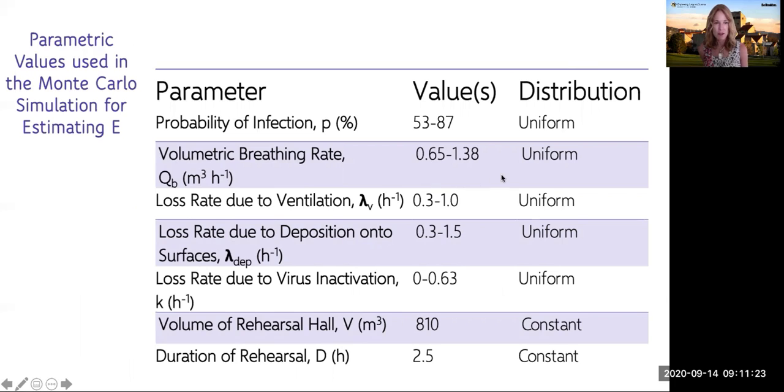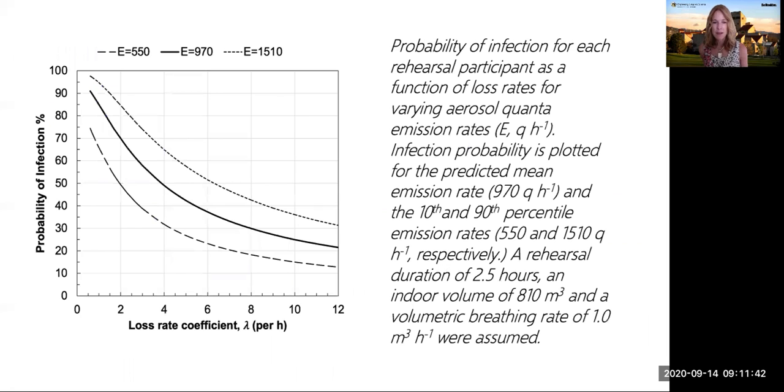We have the volumetric breathing rate. The loss rate due to ventilation was between 0.3 and 1 air changes per hour. The surface deposition is based on the assumed particle sizes that were released, and inactivation of the virus as it's airborne. And the duration of the rehearsal was 2.5 hours. So we put all this together in our modeling efforts.